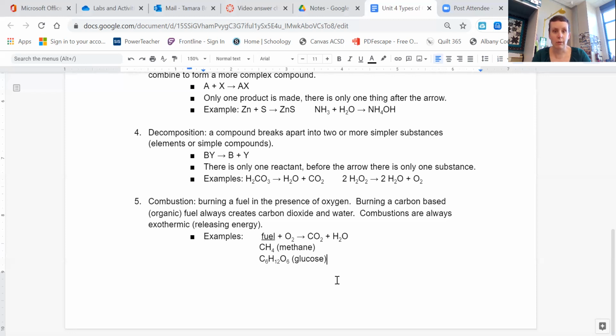This is what we burn in our bodies. And we say we burn calories. We do. We combine our sugars with oxygen. We breathe in the oxygen, we swallow the sugar, and our body uses both of those things to create carbon dioxide and water. When we breathe out, we are releasing that carbon dioxide and that water. So we are living, walking combustion reactions.